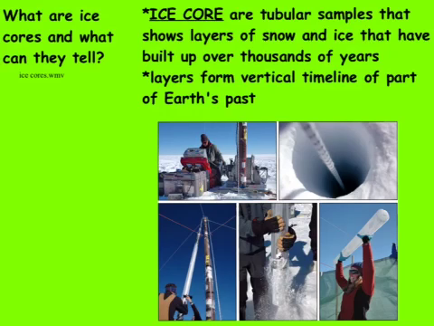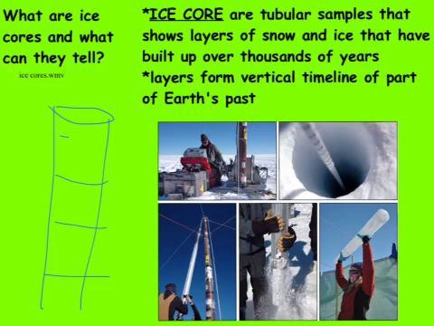So, if you look, you would see a tube that looks sort of like this, and you would see layers on it. And the information we can get from that is if we have a thicker layer versus a thinner layer, it can tell us about the amount of ice that was deposited or the amount of snow. So that tells us a little bit about climate.